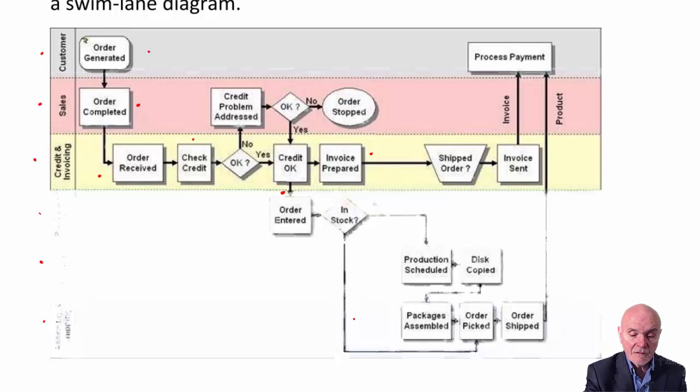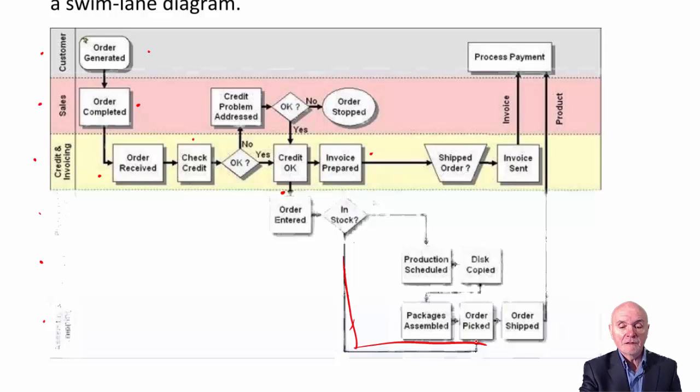If it's in inventory, then we can go down here to the warehouse, we can pick the order, we can ship the order and so on, and hopefully eventually we're going to get the payment being received. If it's not in inventory, not in stock, then we have to schedule production, we have to package and assemble the goods here, and then it can be put into its box, its delivery package, and shipped, and so on. Meanwhile, along here, the invoice has been prepared, and provided we're confident that the order has been sent to the customer, then we can send the invoice as well.